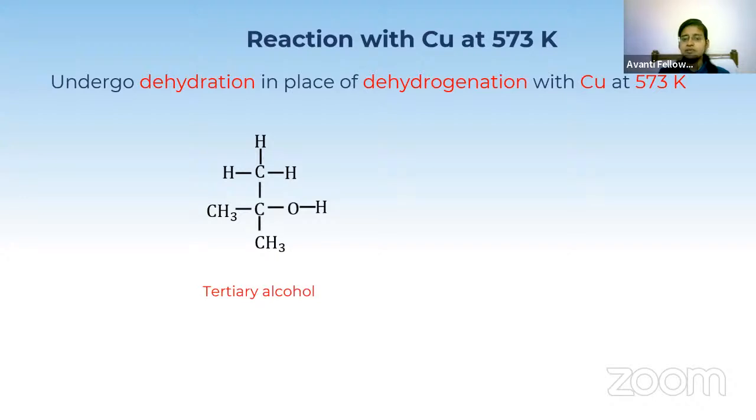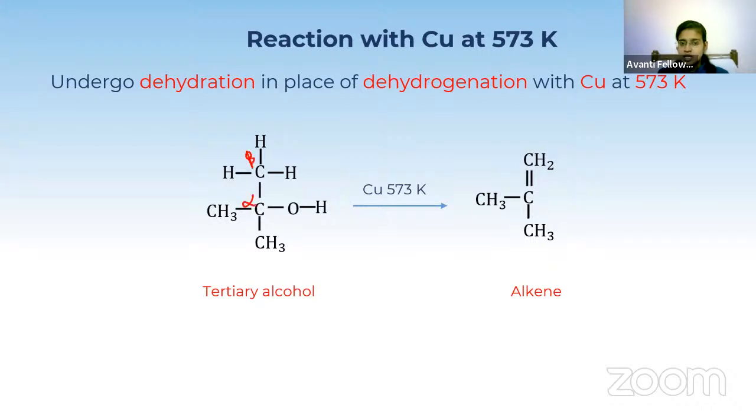All the 3 alkyl groups are CH3 here. And if it is treated with copper and heated up to 573 Kelvin, it will lead to the formation of an alkene. The OH-attached carbon is alpha, and the carbon attached to it is beta. So all the 3 are beta carbons only, and all the hydrogens attached to beta carbons are beta hydrogens.